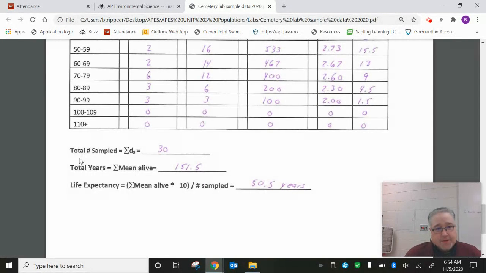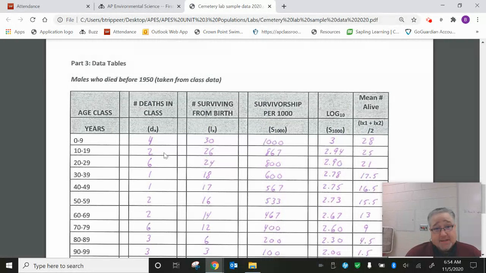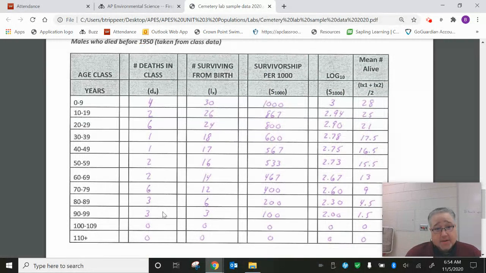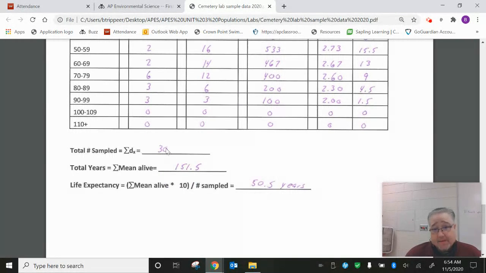For example, you'll notice right here where it says the total number sampled. This is the sum of the D sub X column. So that's basically just adding up all these numbers. If you add them all up, you'll get 30. And you should get 30, because you combined your 15 individuals with another 15 individuals. This number should be the same on all 4 of your charts. These other numbers are going to change, but this first one should be the same.